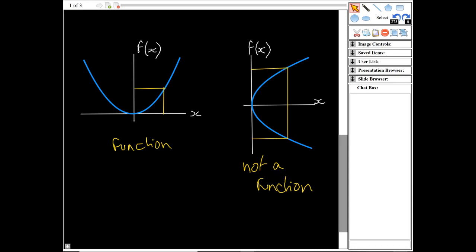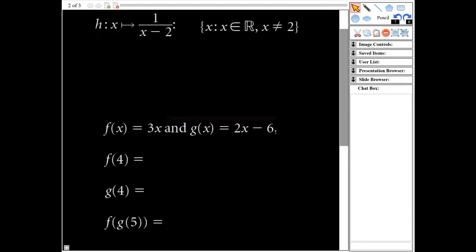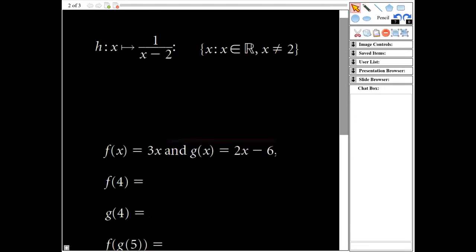So this is not a function, this is a function. Now, next thing we're going to do is talk about function notation. So function notation, you tend to see things that look a bit like this. So let's talk about what this is.